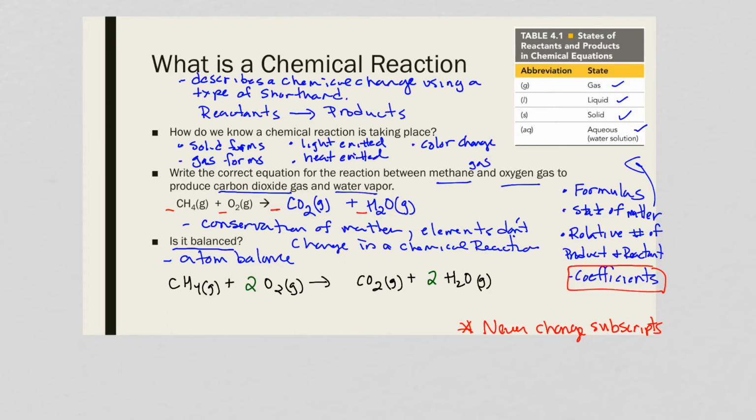Now, let's look at these coefficients, and what do they mean? Well, they tell us, again, the relative number of reactants and products. Now, let me note that if there is no coefficient, or if the coefficient is 1, we don't show it, right? So we don't write 1 here. If there is no coefficient, we just assume it's 1. So these coefficients, the 1, the 2, the 1, the 2, give us two pieces of information, or they can be interpreted in two ways.